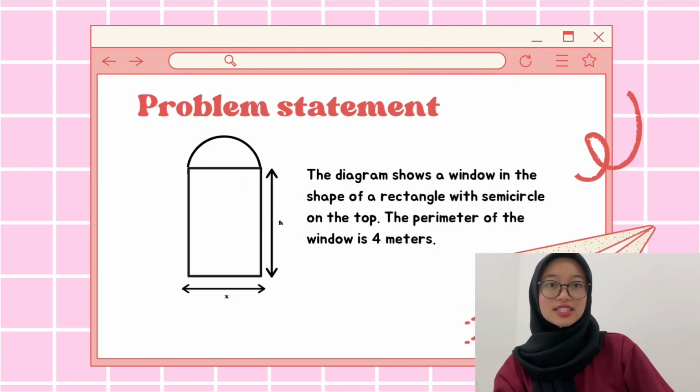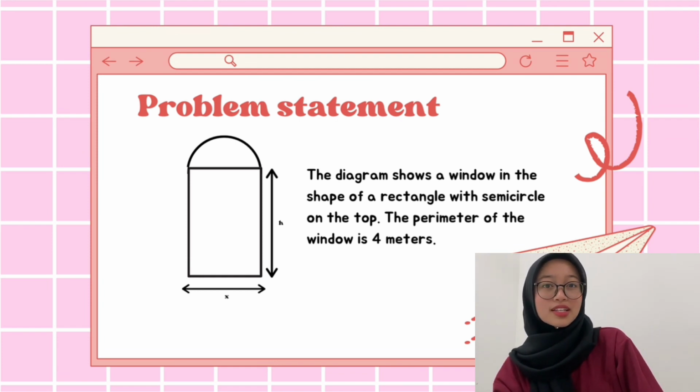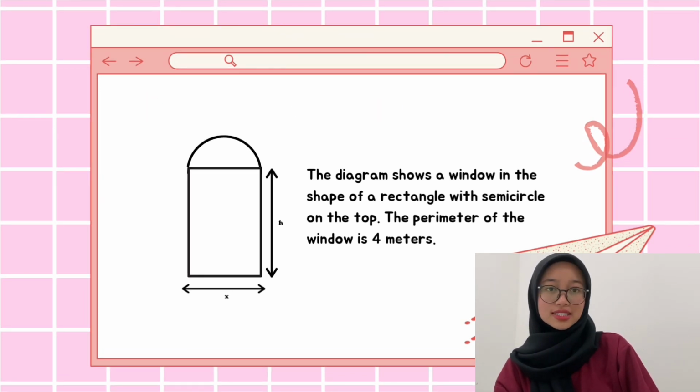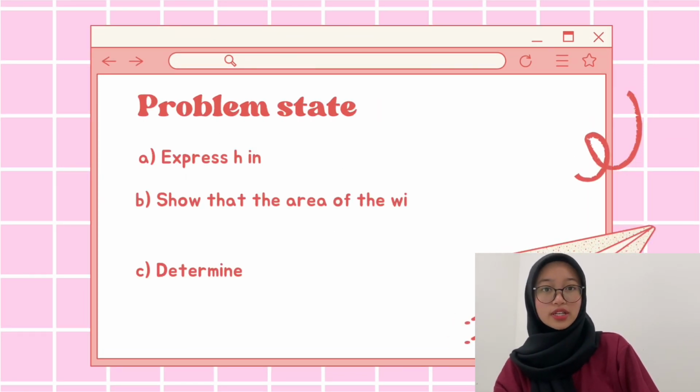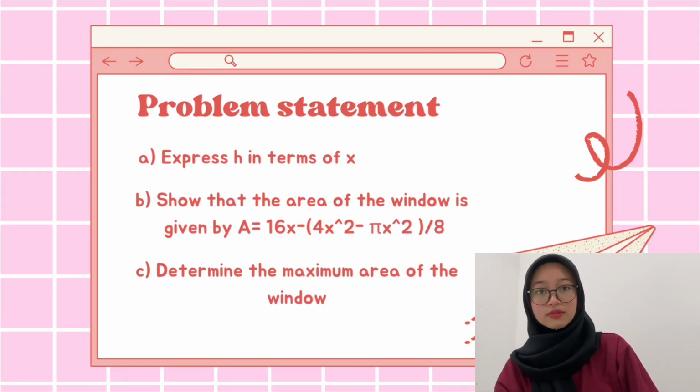So, here is the problem. The diagram shown is a window in the shape of a rectangle with a semicircle on the top. The window also has a perimeter of 4 meters. For this problem, it has 3 sub-questions. The first one is to express h in the term of x.